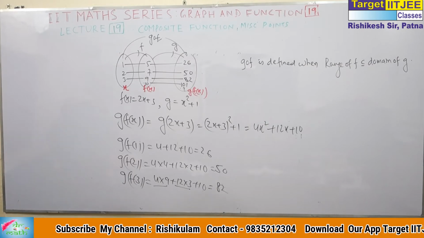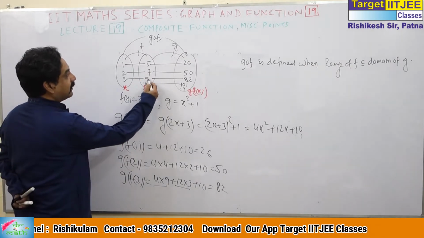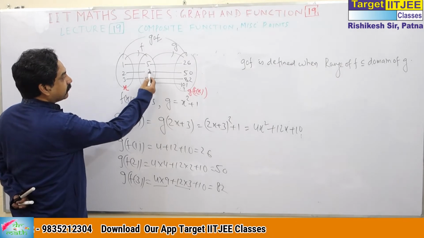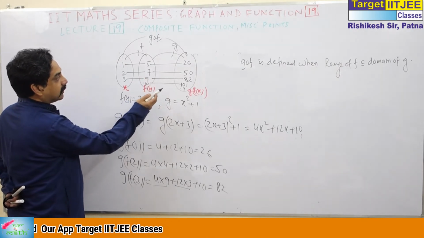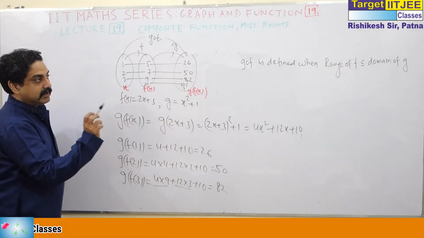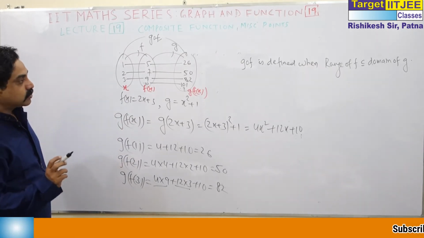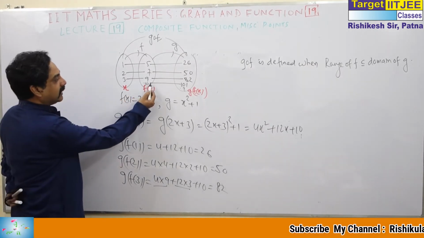So it's a function. You can see what is the range? 5, 7, 9. What is the range of f? This is 5, 7, 9. And what is the domain of G? 5, 7, 9, 10. So this is the condition: range of f must be in the domain of G. G is further defined by this.